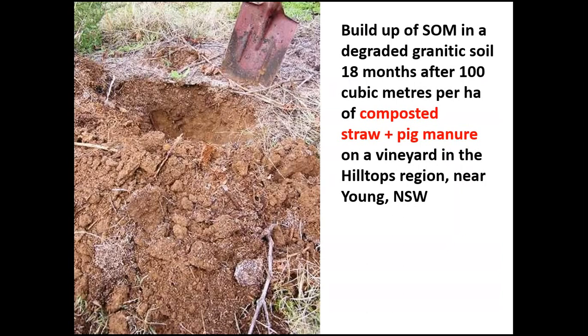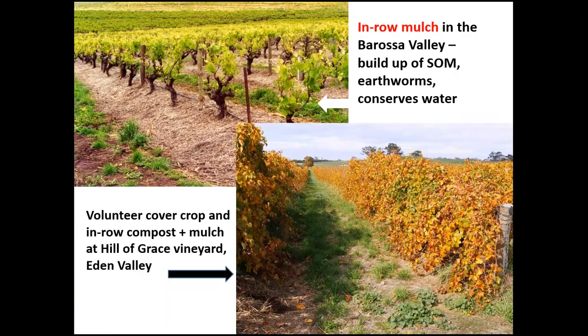Examples of a mulch which can be beneficial in vineyards, such as in the Barossa Valley on the top left-hand corner. The benefits of mulch are that you get a build-up of soil organic matter. It encourages earthworms because it keeps the soil under the mulch moist, and the earthworms like that. Here's another example from the Hill of Grace vineyard in the Eden Valley, where they use compost extensively and mulch, and they also use cover crops, and one knows that they produce very good wines.